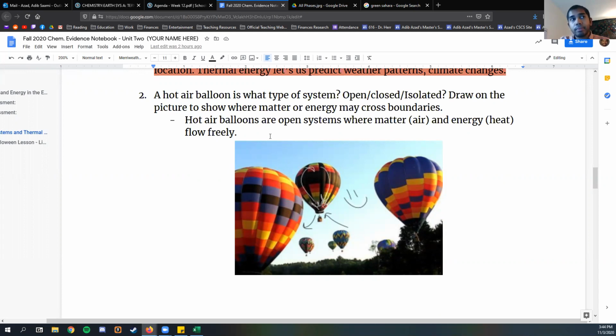Think of, let's say, a window. The glass doesn't let anything but heat enter. An open system lets matter and energy flow freely between them.